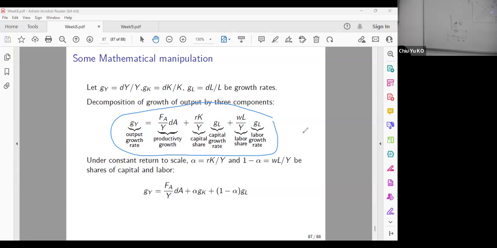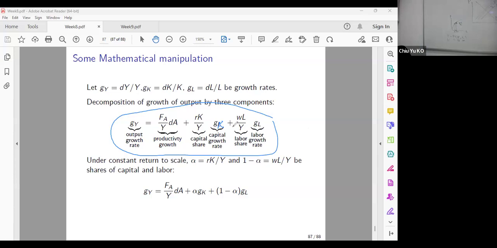So, for the Solow model, we said the following. GDP growth is decomposed into three parts. One is how technology grows. The other ones are how capital grows and how labor grows. There's a typo here. And these growth rates are weighted by the capital share and the labor share.